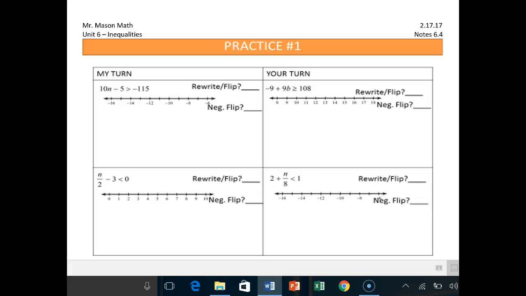Welcome to Note 6.4. It's two-step inequalities, day 2. And so what I'll be doing is the my turn problems. You do them exactly, and then you do the your turn problems. Please don't forget to graph.